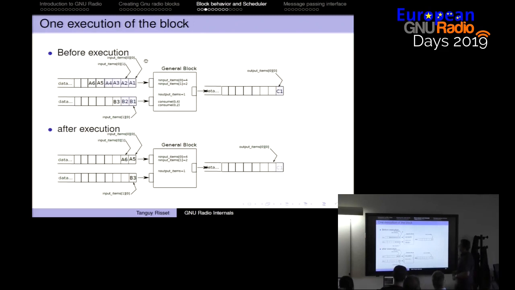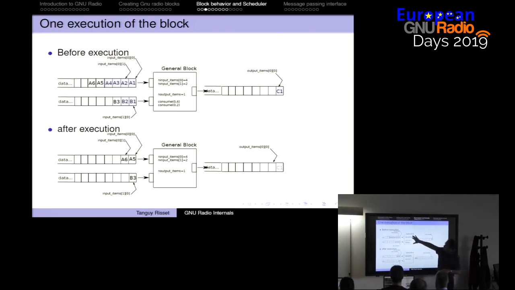So here I wrote a simple example because we have seen what is input item and output item. Now there are two other variables, which are n output item and n input item. n output item is an integer, here I put a 1, but you never access this variable. This variable is set up by the GNU Radio scheduler. But let's say for the moment it's 1, it means that we produce one output item. The n input item will indicate on each stream how many items you consume to produce one output item. Here I have n input item of 0 equals 4, so it means I will consume 4 items here, n input item of 1 equals 2, I will consume 2, and I will produce one output item here.